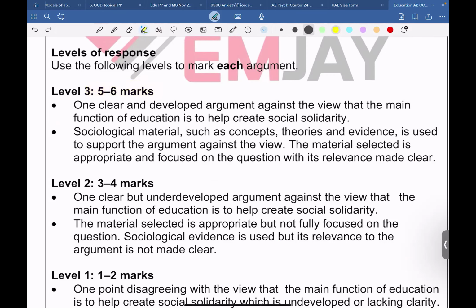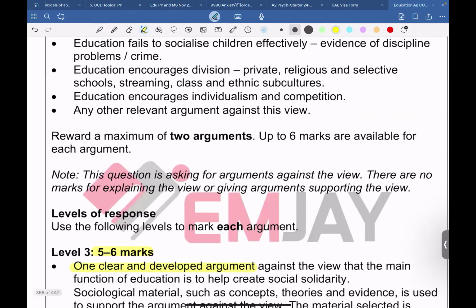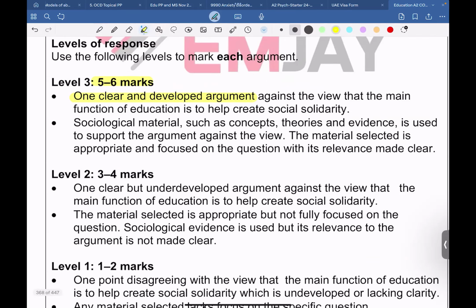Remember, they're asking you for two arguments. For each argument, you are supposed to give one clear and developed argument. I'm just highlighting the part that is essential for you because, of course, this marking scheme that I have in front of me is for another question. So the essentials over here are one clear and developed argument. You should use sociological material, concepts, theories, and evidence. Whatever material you've selected should be appropriate and should focus on the question with relevance made clear.